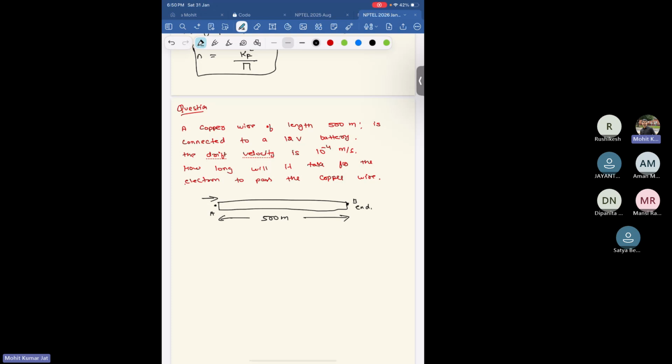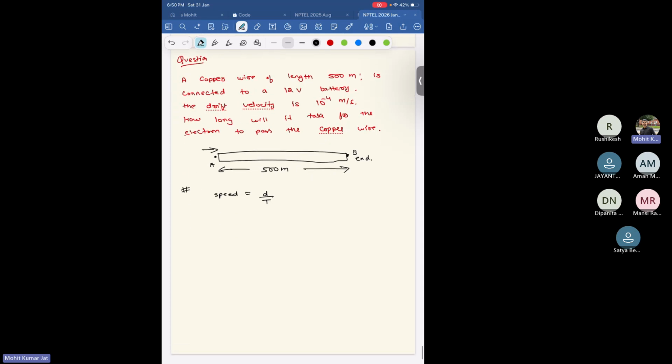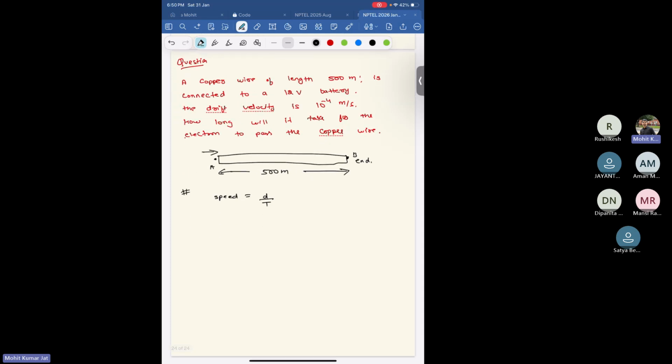So we know the basic relation, right? Speed is equal to distance upon time, right? So drift velocity is given, so you can estimate the time also. The distance is around 500 meter, and this 12-volt battery doesn't matter, it doesn't count, because any small potential will be able to move your electrons at the same speed. And if drift velocity is 10 power minus 4, then the time taken will be, in seconds, 500 times 10 power 4 seconds.